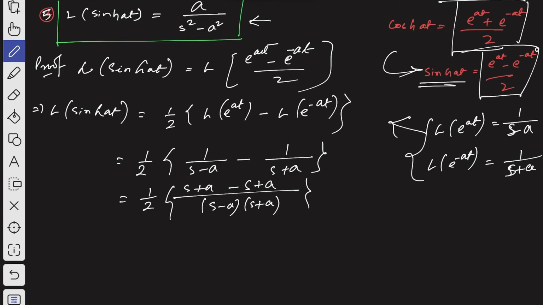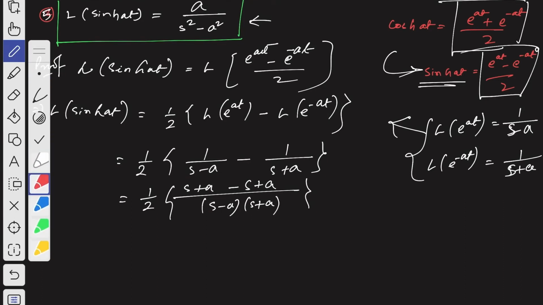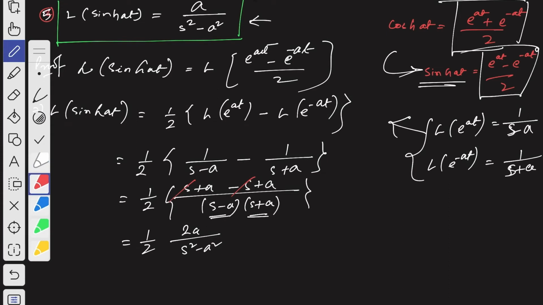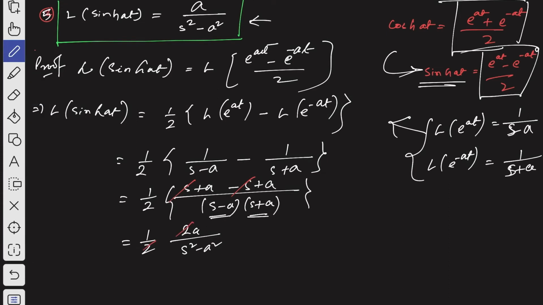From here you can see these two, minus s plus s, cancel. So what we have got here, a plus a twice a, that's why half twice a by s square minus a square. Product of these two is s square minus a square. So here these two cancel, and our final result is a by s square minus a square. That's how we can prove. So this is the fifth formula, right? Proved.